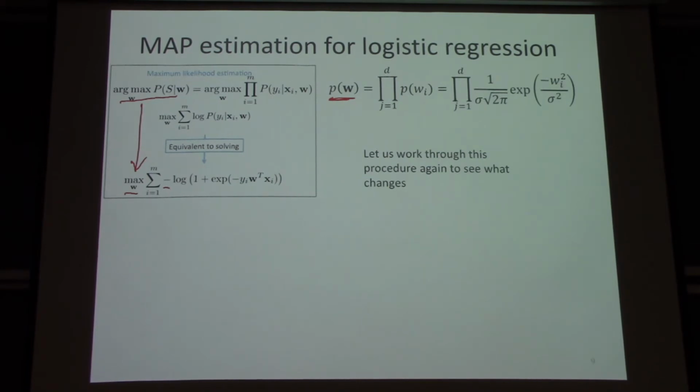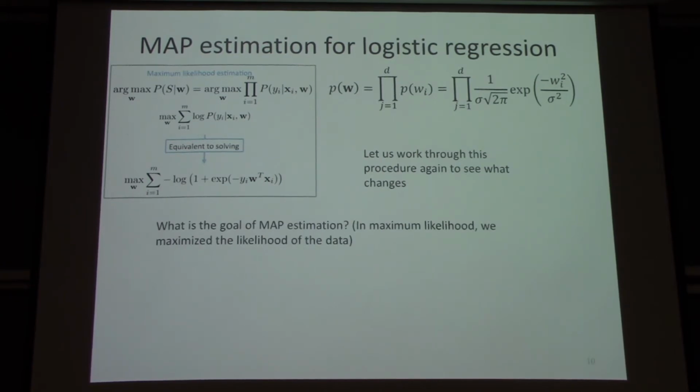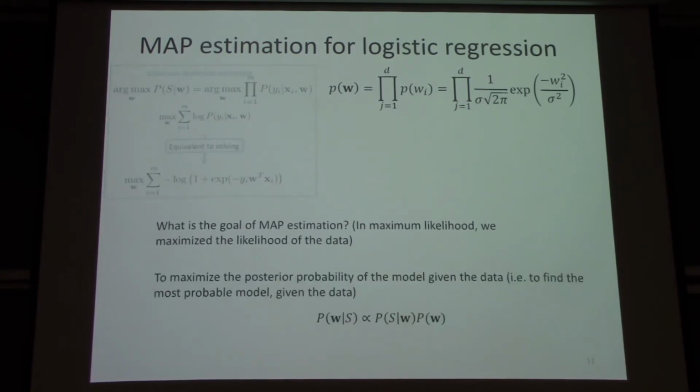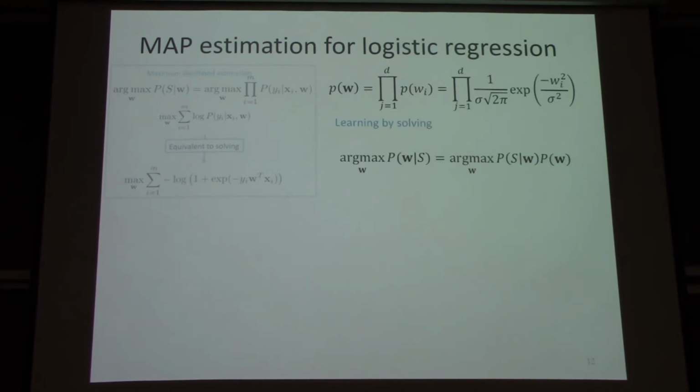Let's work through this process again to see what changes. The goal of MAP estimation is to maximize the posterior. The goal is to find the weight that maximizes the posterior distribution of the weights given the data set, which is equivalent to maximizing the product of the likelihood term and the prior. The likelihood was what we used in the maximum likelihood. The prior is what we just came up with. What we have to do is multiply those things and try to maximize.